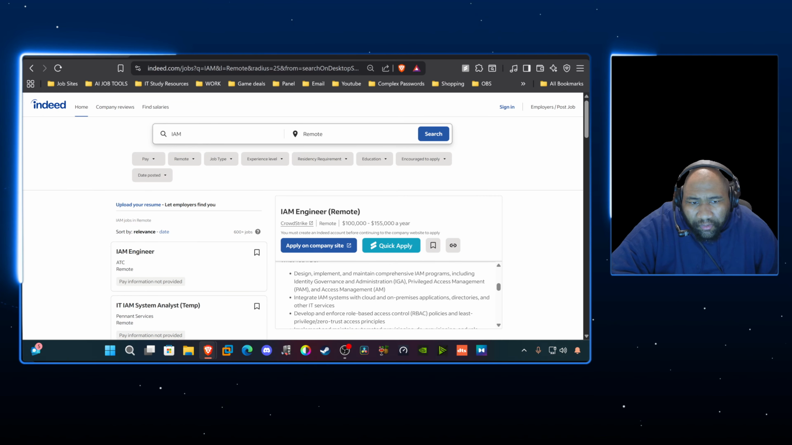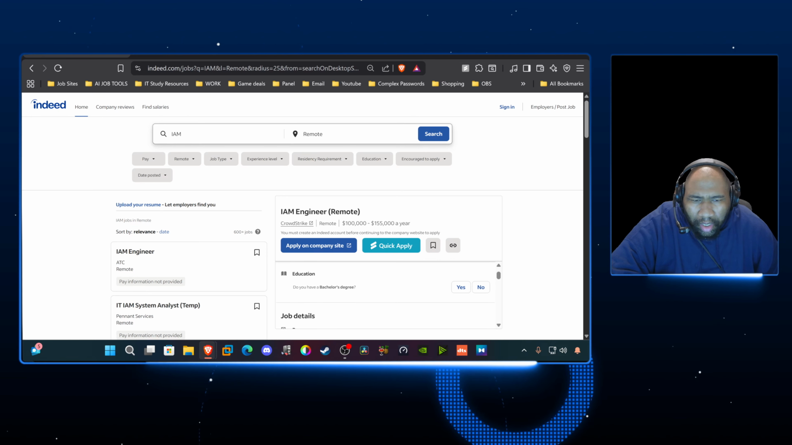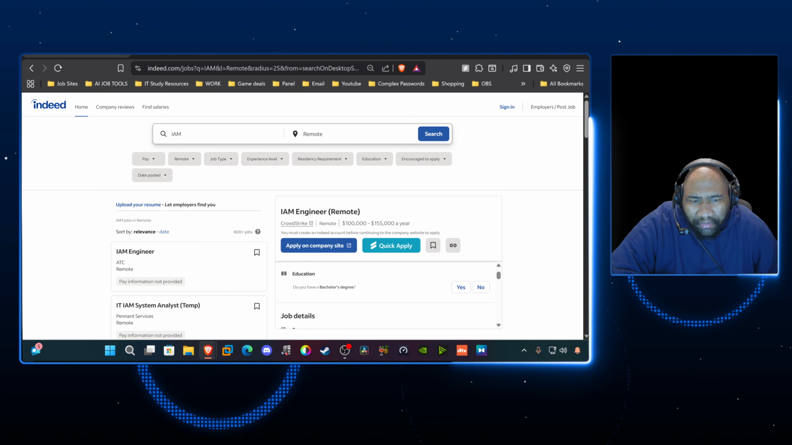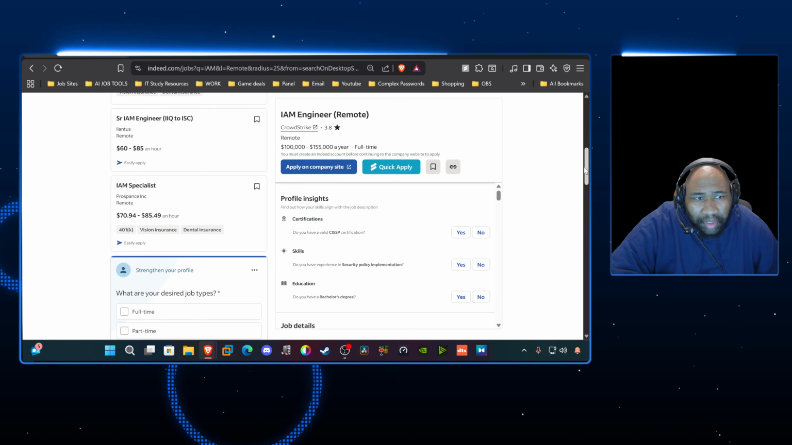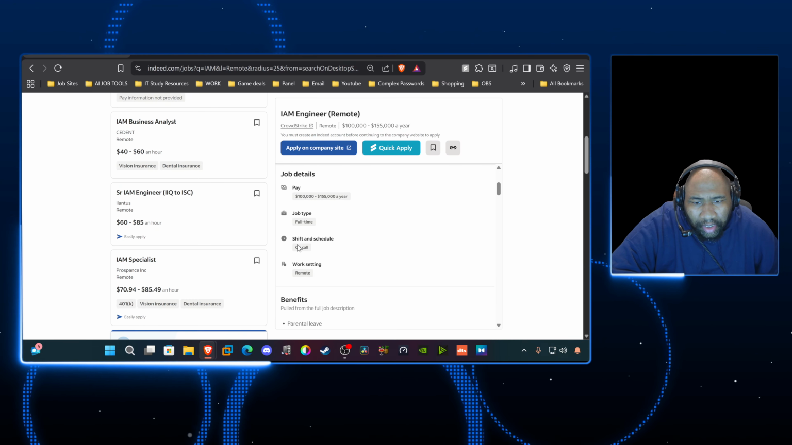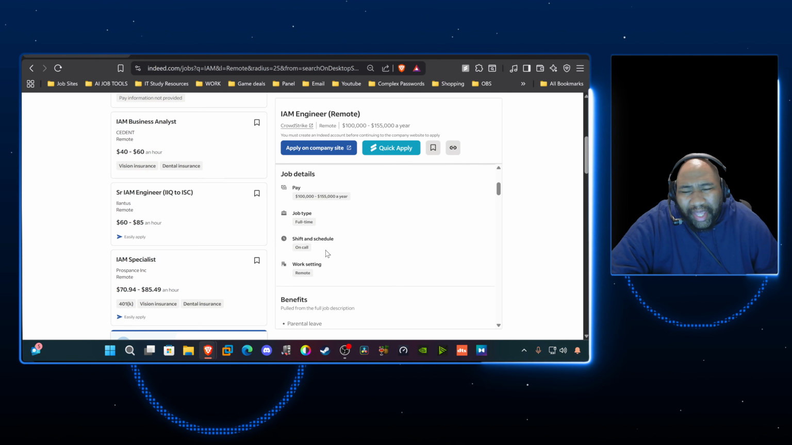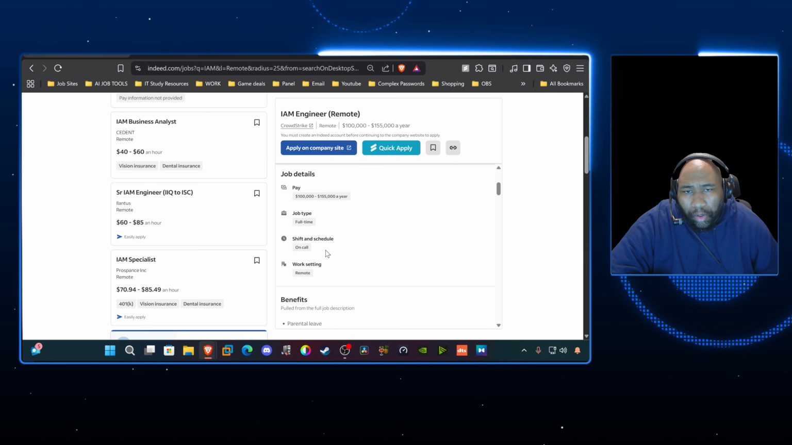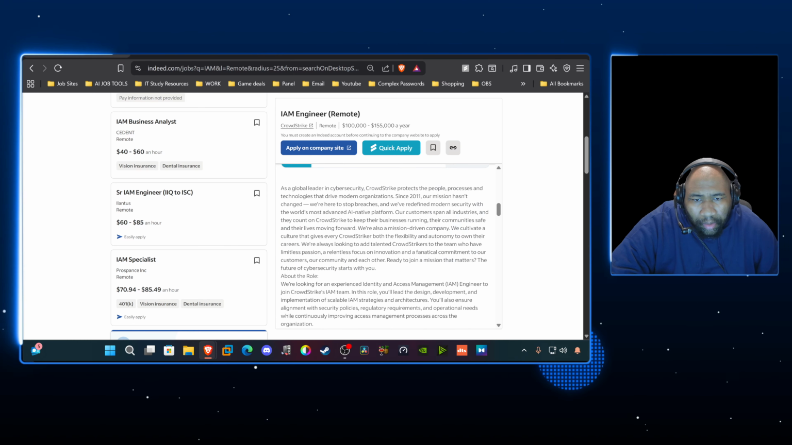So I have something from CrowdStrike. Now I want you to look at this. It's paying 100,000 to 155,000 a year. That's very nice, especially in this current economy. Now, this is an on-call type of job. It's remote, so what that means is that they're going to have you on an on-call rotation. But there are some benefits here, right?